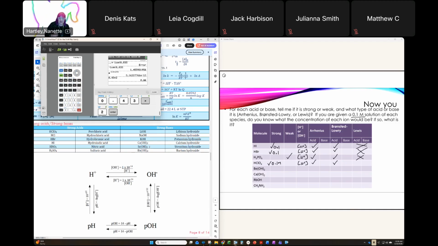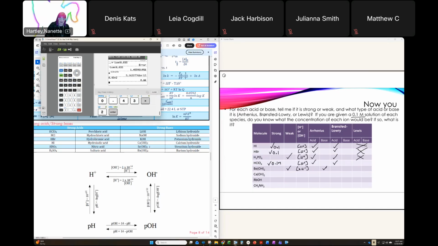When we talk about Be(OH)2, okay, Be(OH)2 is not listed in the list of strong bases. So I can assume that that is weak. When it does dissociate, it does give me an OH-. And so it fits the Arrhenius base definition because it generates an OH-. Okay. Now, can it also be a proton acceptor? Well, yeah, okay, but that's a secondary step, and so we don't list that.